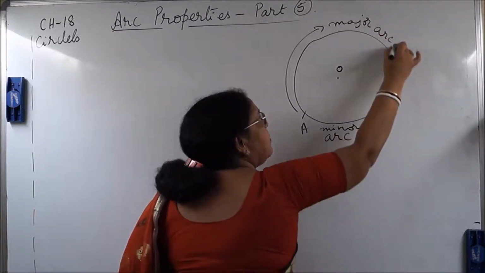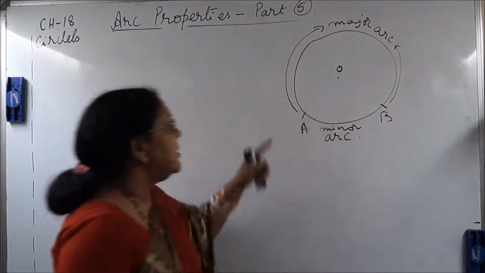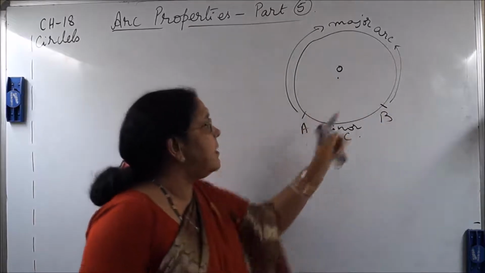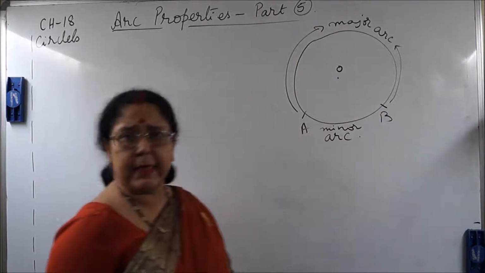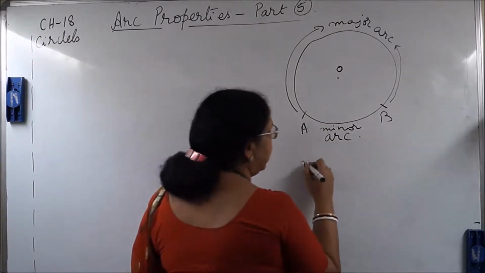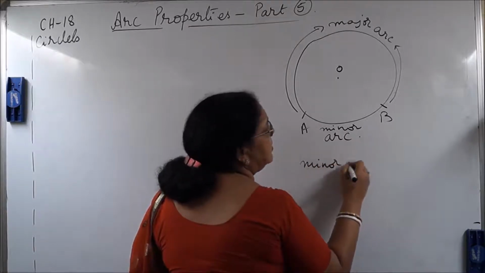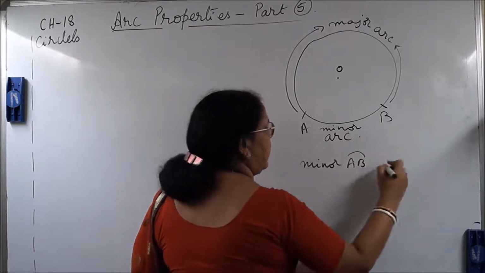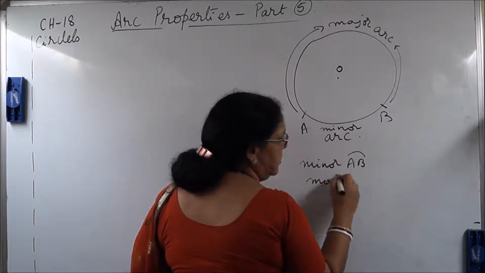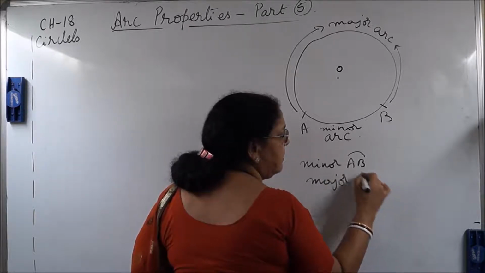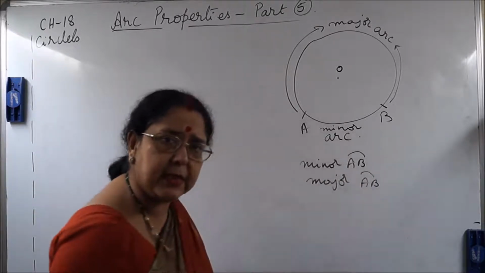They are both named AB, but this will be major arc AB and this will be minor arc AB. So usually we represent it as minor arc AB and major arc AB. So that is the representation.